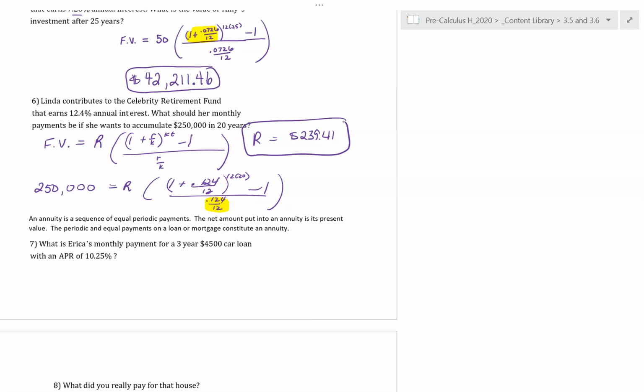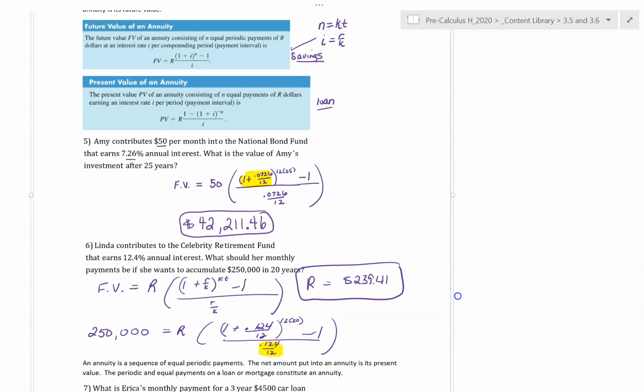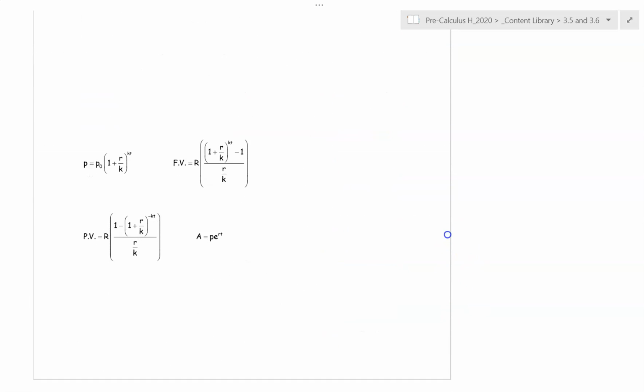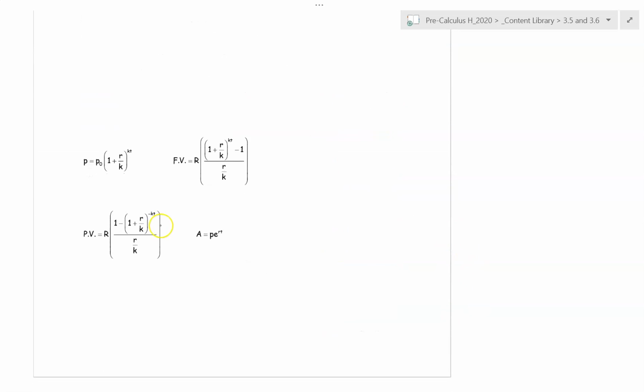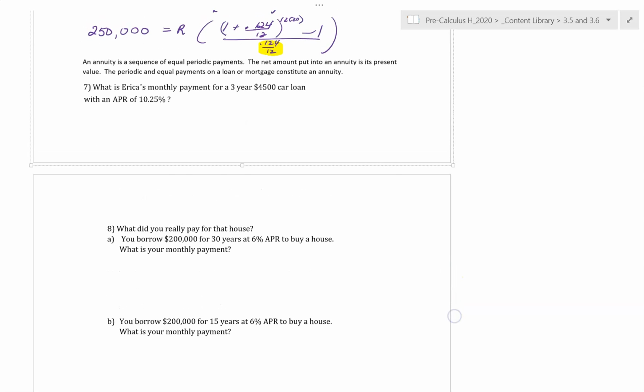So we're going to use the present value formula for a loan. So go ahead and read number 7. And we have the formula up here, or it might help that I also summarized all the formulas here because, again, N is K times T and I is R over K. So go ahead and fit everything into the equation, pause the video, give it a try.